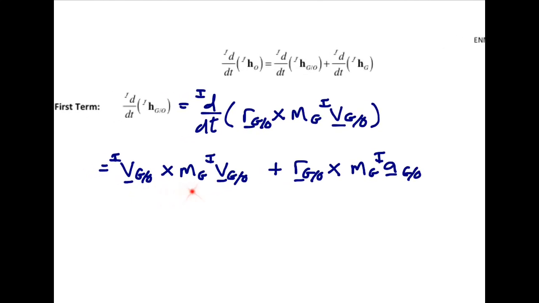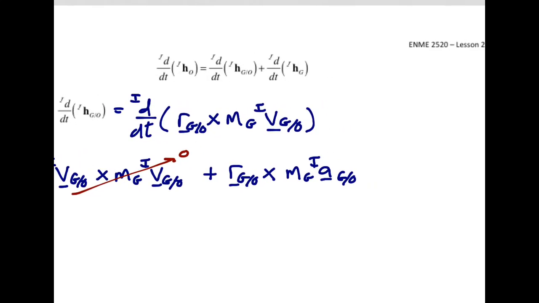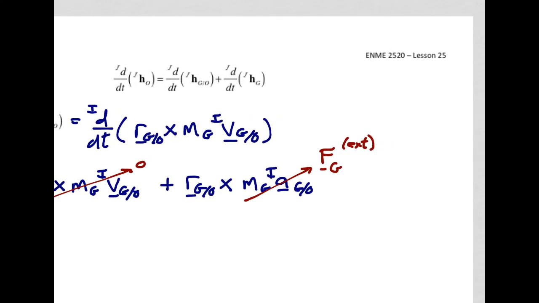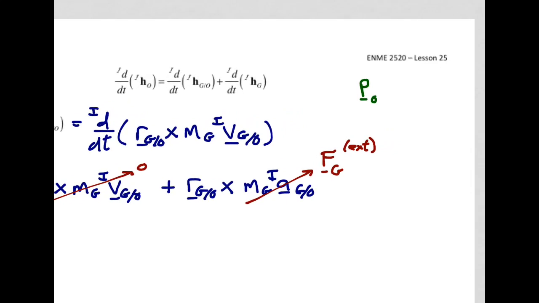Alright, we know quickly that the velocity vector crossed with itself is equal to 0, so this first expression goes to 0. And then also, our term here, which is the mass of the entire system multiplied times the acceleration of g with respect to O, we know from the previous chapter that this is equal to all the external forces onto the system. And this arises, of course, from our equating the total linear momentum to the linear momentum of the center of mass.